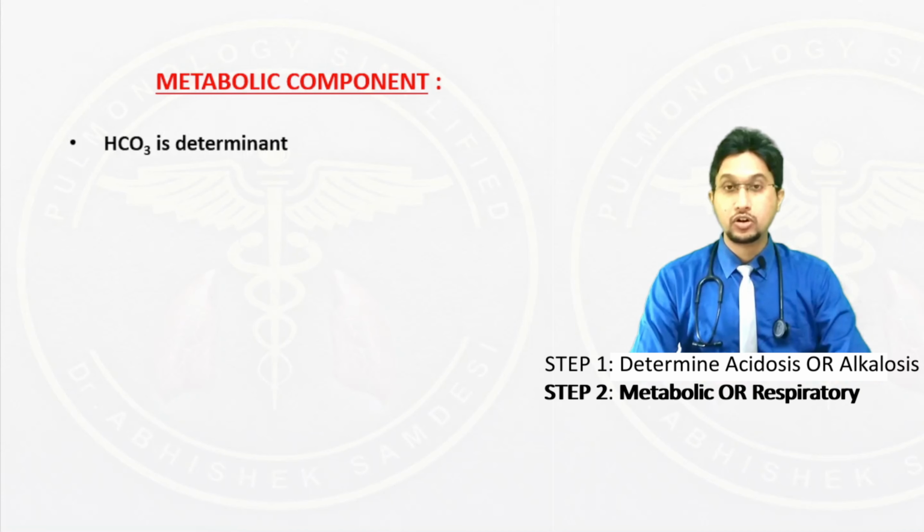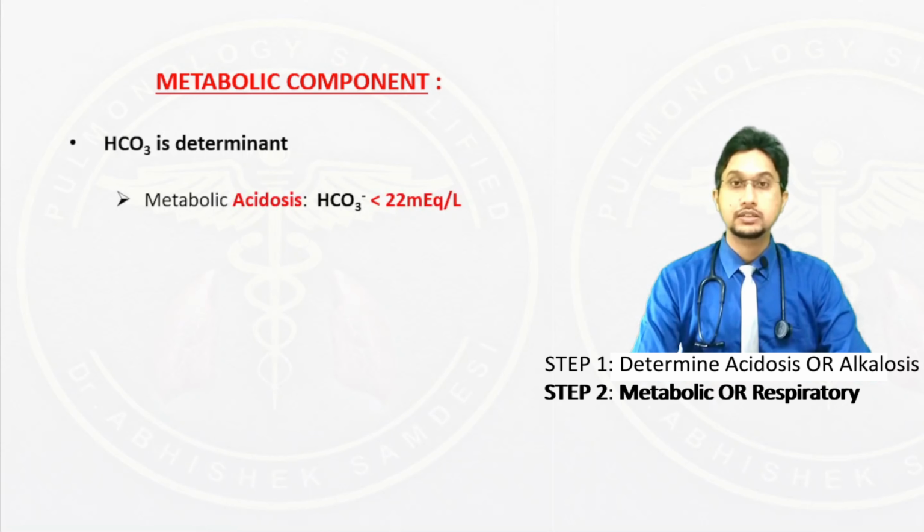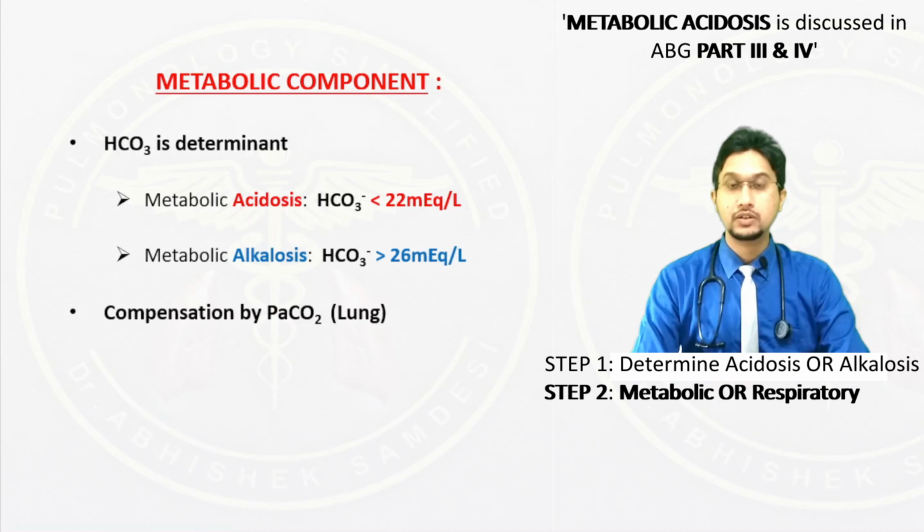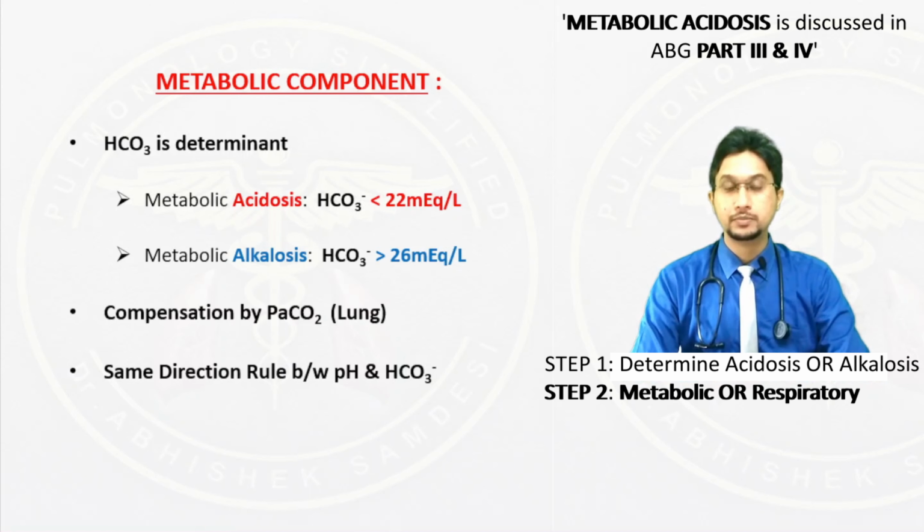It is called metabolic component when bicarbonate is the determining factor. So we call it as metabolic acidosis when the bicarbonate levels are less than 22 milliequivalents per liter, and we will call it as alkalosis when the bicarbonate level exceeds 26 milliequivalents per liter. Whenever we tell that the bicarbonate is the determining factor, it is basically mediated through the kidneys, and the compensation of metabolic component is done by carbon dioxide. In metabolic component, we observe the same direction rule between pH and bicarbonate.